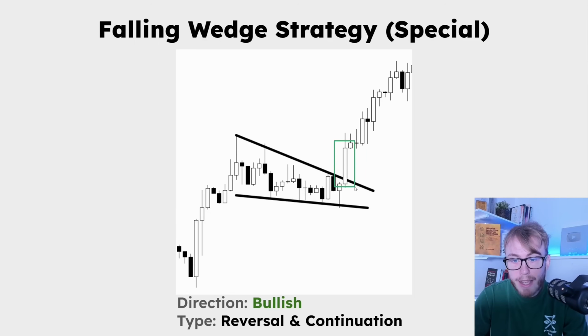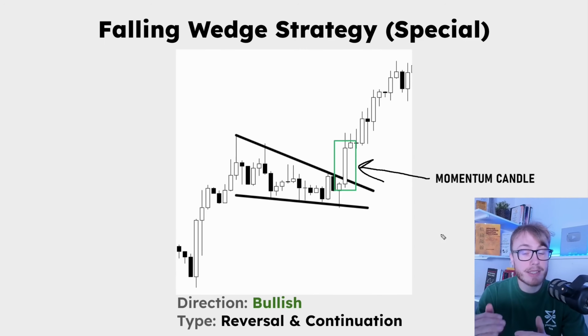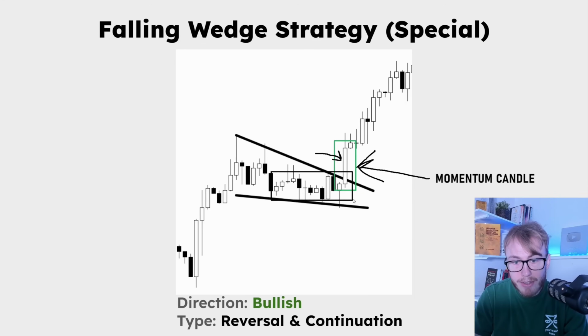The most common entry for this pattern is when the price breaks above the upper line. And what we want to see on this entry candle is a strong momentum candle. And this right here is pretty much a perfect example. As you can see, the candle where the price broke out is much longer, especially the real body. So especially the wide part of the candle is much larger compared to the candles inside the wedge. And this is what we want to see.